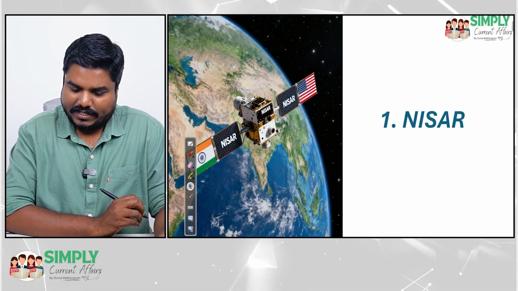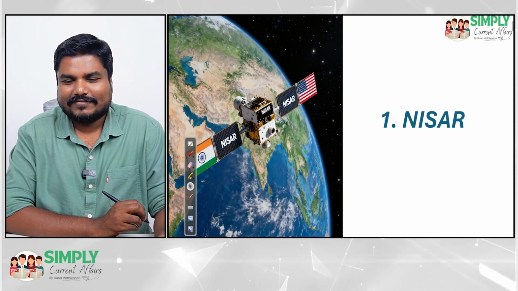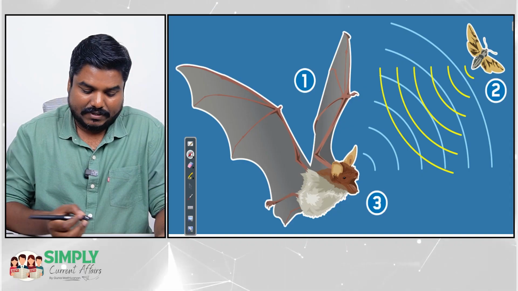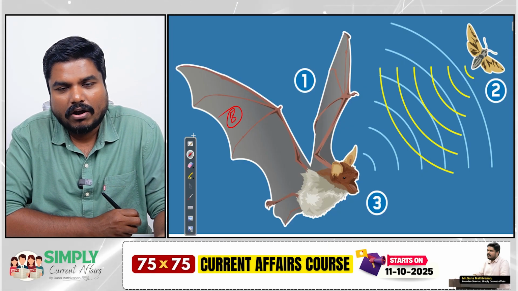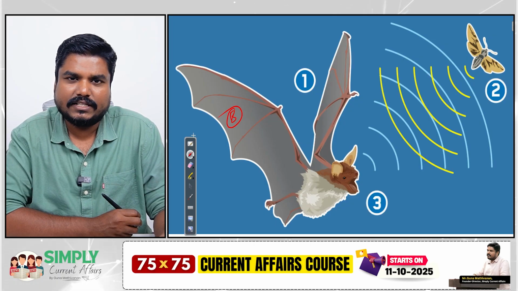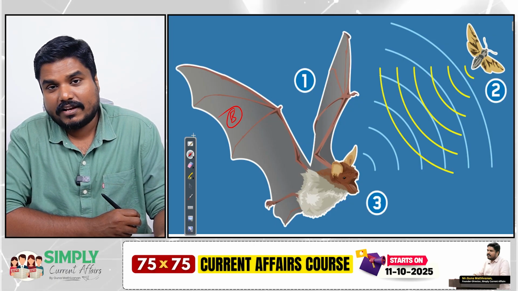So to understand the synthetic aperture radar, first we will try to understand what is a radar. To understand radar, let us take an example. Let's take these bats. We all know these bats are nocturnal animals. That means they sleep in the day and are active in the night.